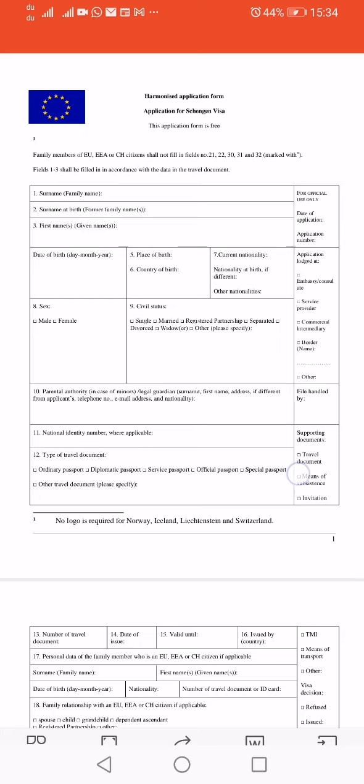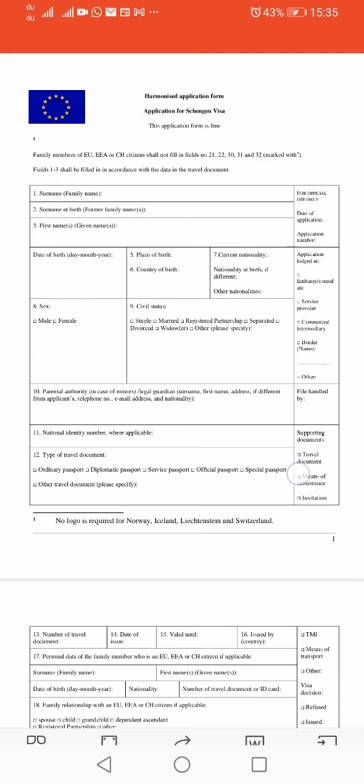Then they will ask you your civil status. What is your civil status here? That is point number 9. Whether you are single, married, registered partner, separated, divorced, a widow, or other. So you need to answer that question. Then point number 10, we're talking about parental authorities, in case of any minors, or legal guardians. For instance, if you have any guardians taking care of you, you have to put their names there also.